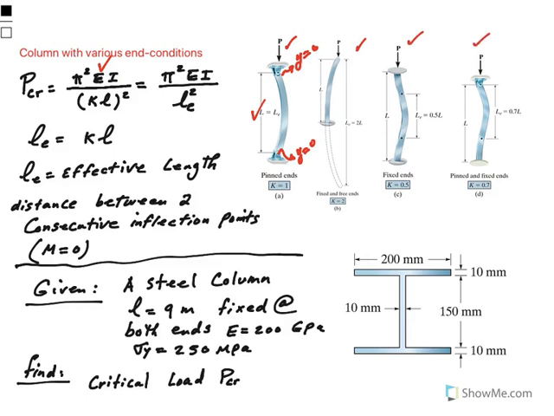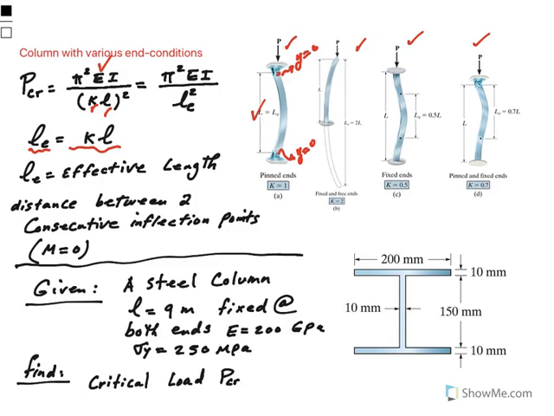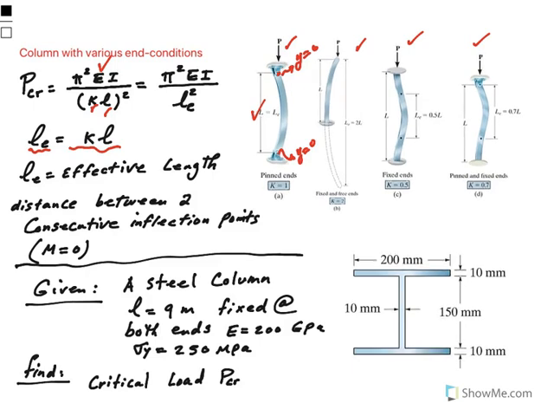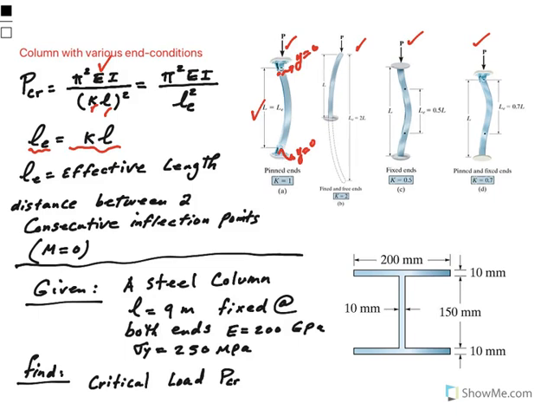And I'm going to talk about each one of them in a second. So instead of having the denominator as just L, we're going to make it KL, where KL is also known as the effective length. So in the case of if both ends are pinned, as you could see here in this picture, the effective length is going to be L, as you see here in the picture.